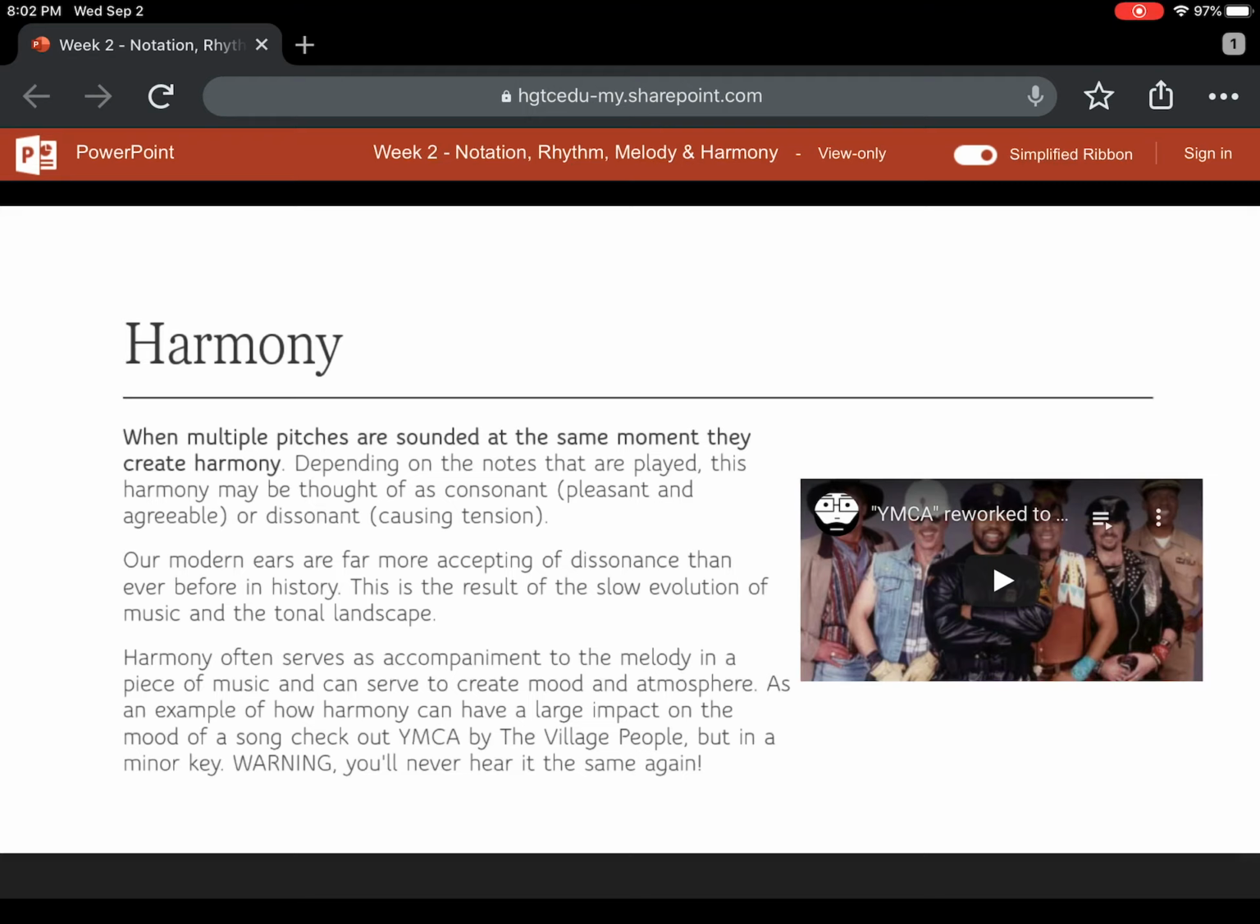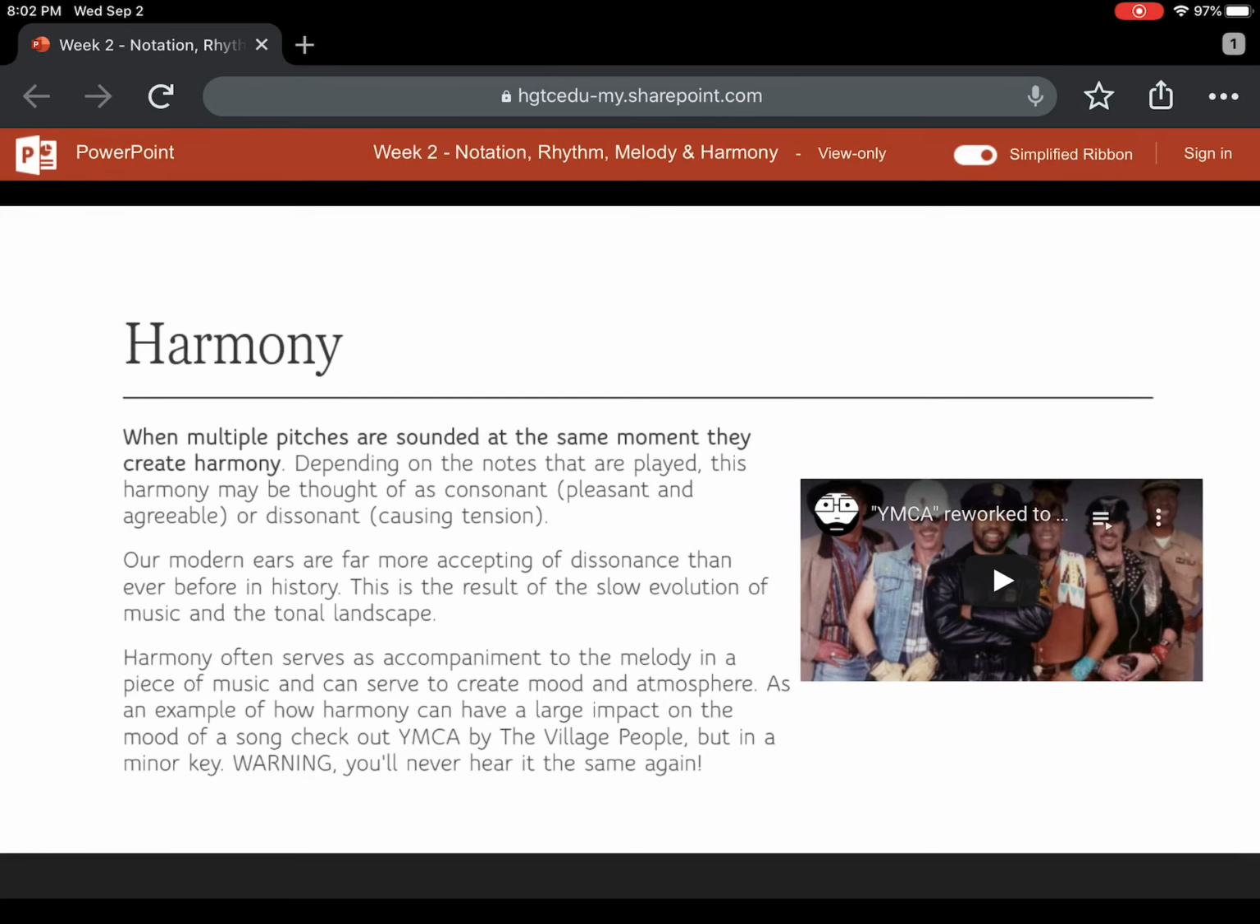Which brings us to harmony. So when multiple pitches are sounded at the same time, so if I don't just play one, but if I add some to it, we call that harmony, when they're sounded at the same time. Right? Harmony is one of my favorite parts of music. I like it so much because I think harmony is really important for the way that we contextualize music.